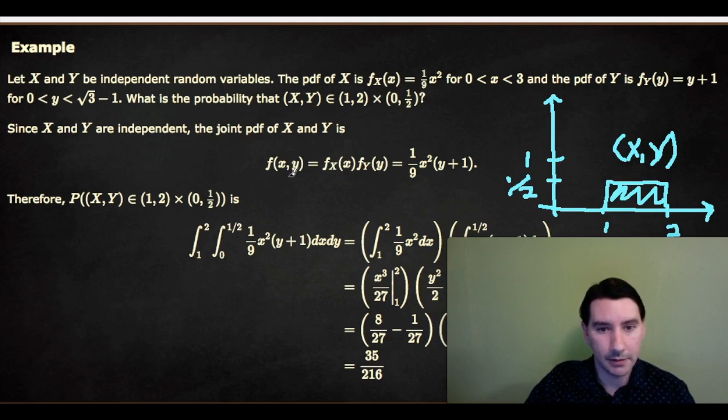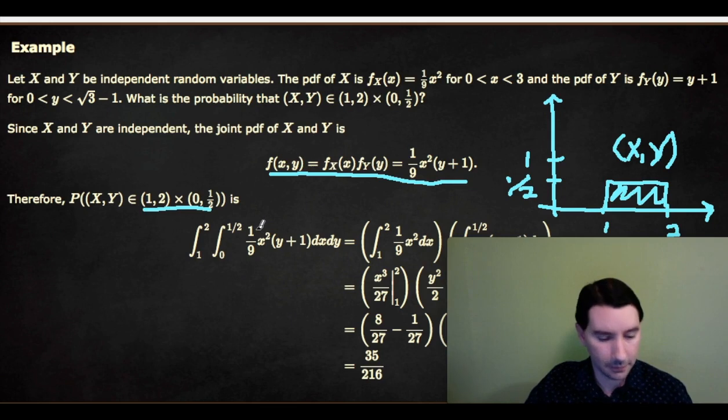Since x and y are independent, their joint distribution f of xy is f of x times f of y, which is 1/9 x squared times y plus 1 over the intervals on which the PDFs are defined. So x is between 0 and 3, and y is between 0 and square root of 3 minus 1. So the intervals we're looking at here are completely contained inside those intervals. So we want to know the probability xy is in 1 to 2 cross 0 to 1/2.